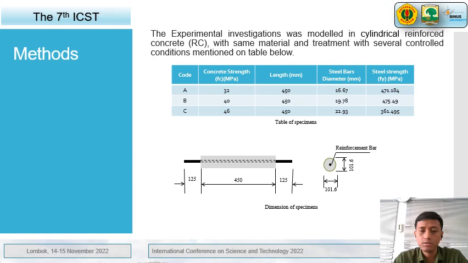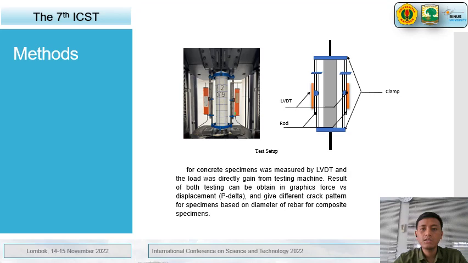Okay, we are able to see here the dimension of the specimen is 125 for each side and 450 for the length of the specimens, and the diameter is 101.6 millimeter, and in the middle are reinforcement bars. Okay, go to the next slide.